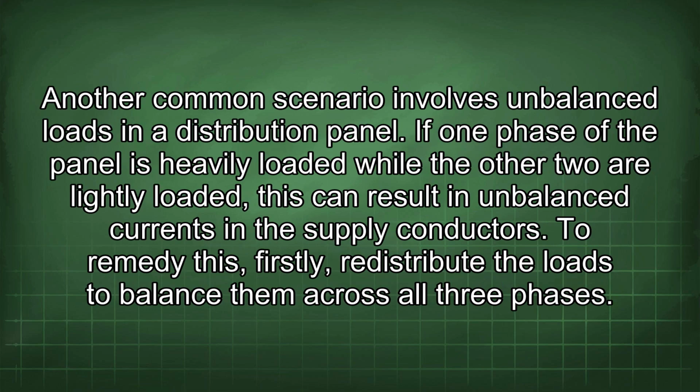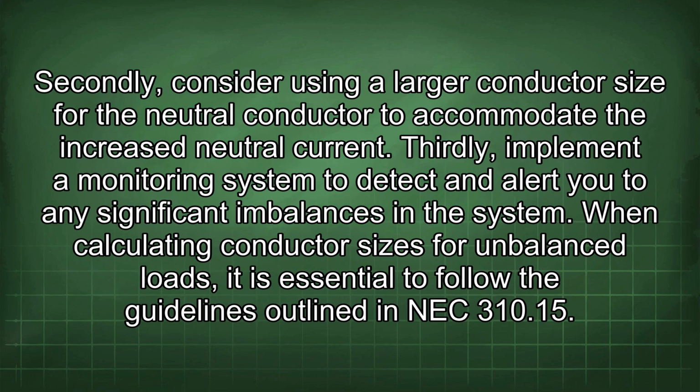Another common scenario involves unbalanced loads in a distribution panel. If one phase of the panel is heavily loaded while the other two are lightly loaded, this can result in unbalanced currents in the supply conductors. To remedy this, firstly, redistribute the loads to balance them across all three phases. Secondly, consider using a larger conductor size for the neutral conductor to accommodate the increased neutral current. Thirdly, implement a monitoring system to detect and alert you to any significant imbalances in the system.